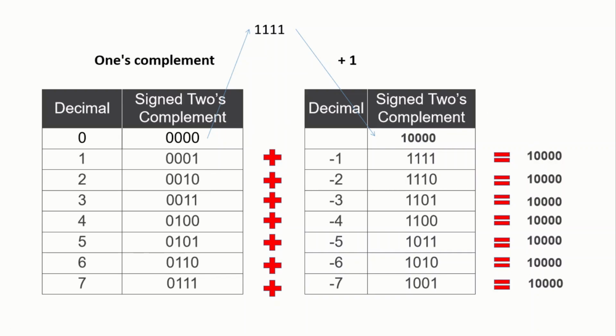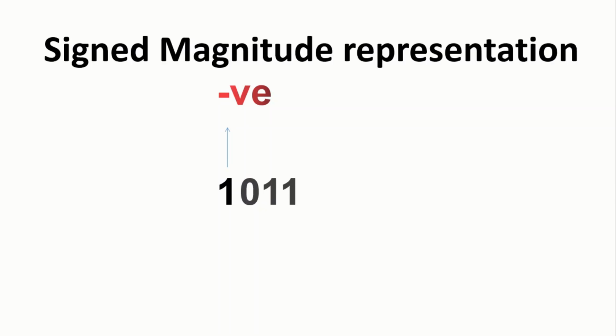Okay, that's all the theory behind 2's complement representation. But don't you feel that the way 2's complement represents negative numbers is overcomplicated? I mean, couldn't there be a simpler way to represent negative numbers? So for example, in this 4-bit number, the MSB could represent the sign and the remaining 3 bits could represent the magnitude. Let's say 0 could represent a positive sign and 1 could represent a negative sign.